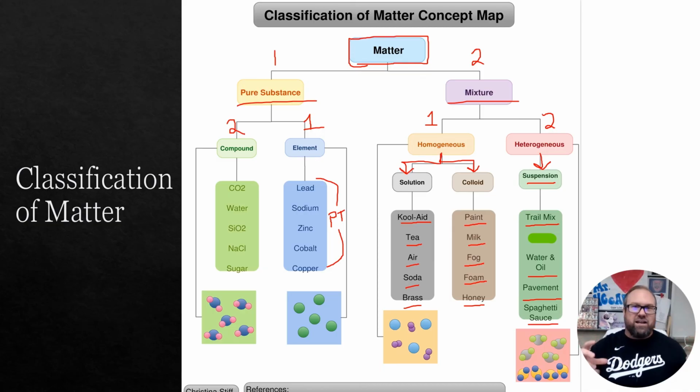So there's a lot here. Thank you for being patient with me and getting through part one. I'll come back with part two, where we explore intensive versus extensive properties and physical change versus chemical change.